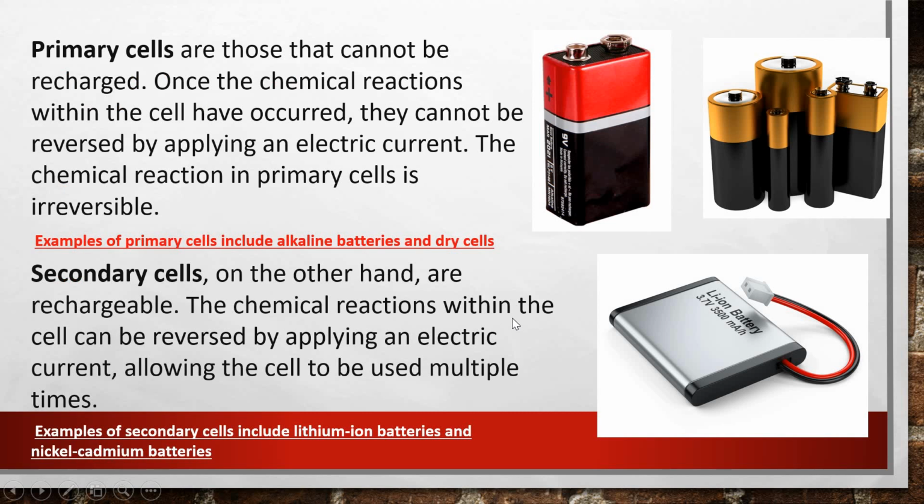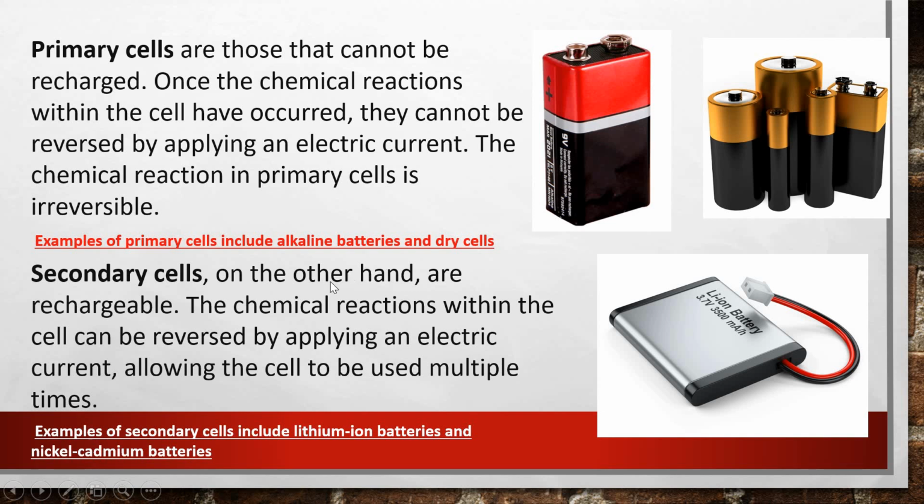So what are primary cells? Primary cells are those cells that cannot be recharged once they are exhausted. Why? Because the chemical reactions within these cells cannot be reversed by applying electric current in opposite direction. So the chemical reactions are irreversible. So once it is exhausted, it is exhausted. Examples of primary cells include alkaline batteries, and then the dry cells we use all the time.